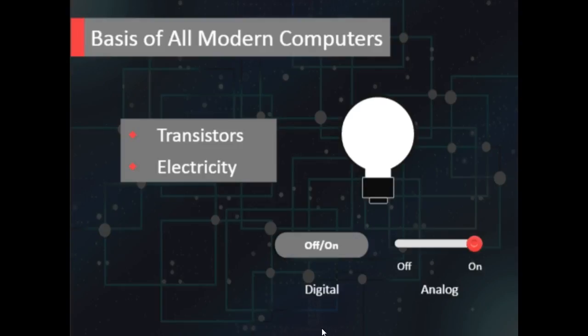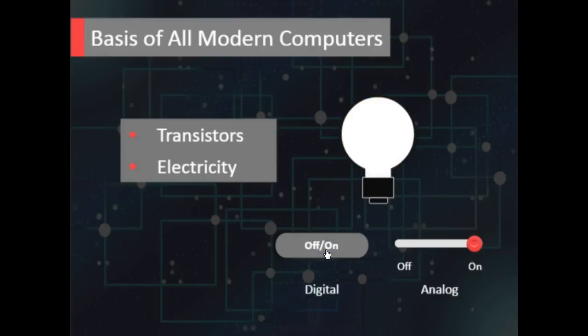The basis of every modern computer is transistors and electricity. If you don't know what a transistor is, you can think of it as a switch that has exactly two states controlled by the flow of electricity, off and on. When electricity is flowing through a transistor, it's on. When there's no electricity flowing through it, it's off.